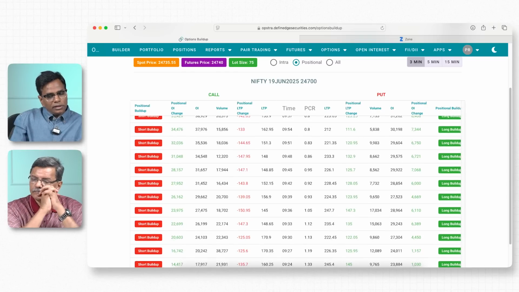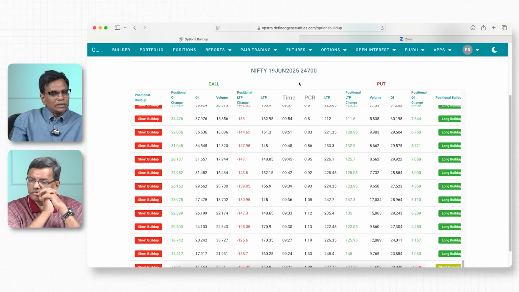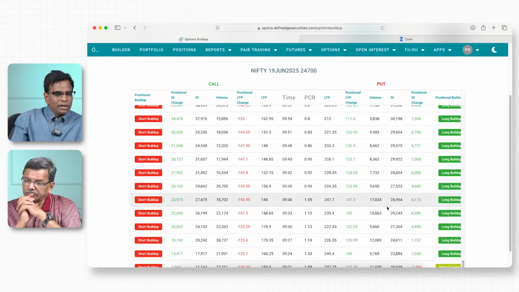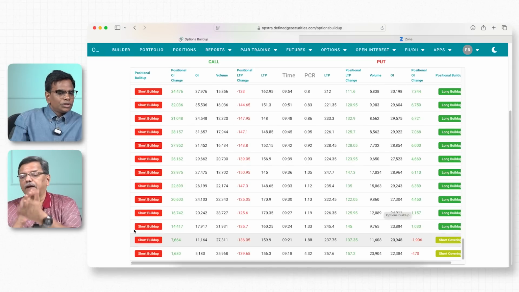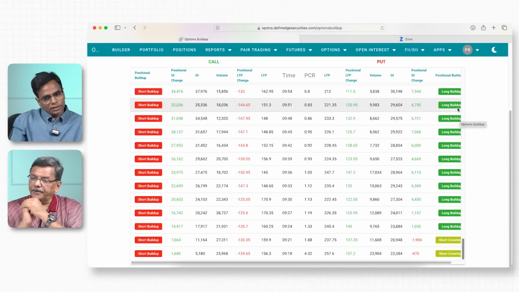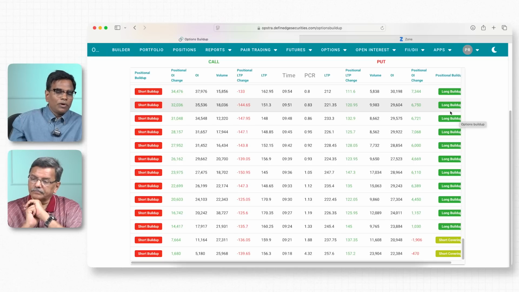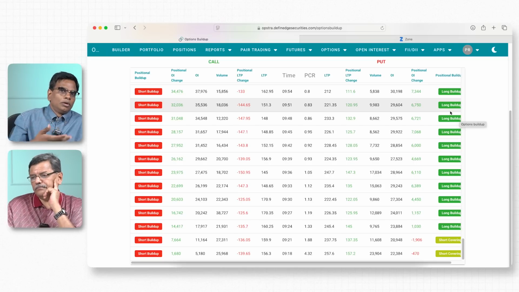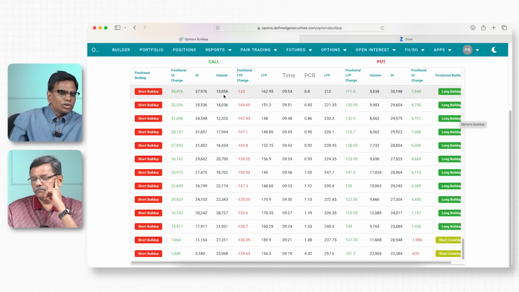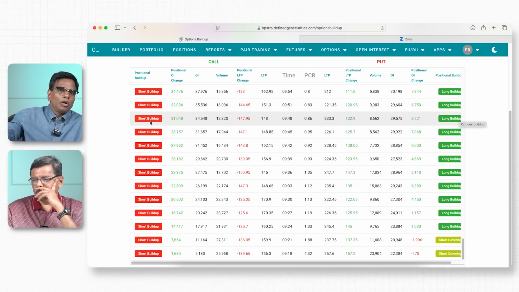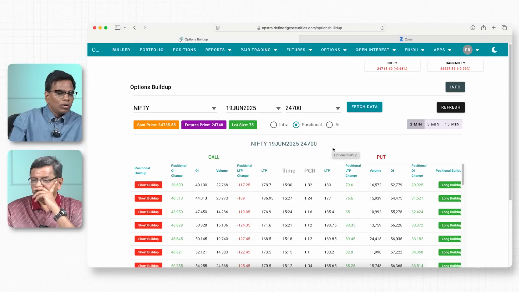As you can see clearly, for this 24,700 option, for both the call option and the put option, there is a clear trend. On the left is the call, on the right is the put. There was a long build-up for the put options because the market was bearish, and there's a short build-up because people were shorting call options as the market was going down. So you can see clear trends on this options build-up tool for different strike prices.